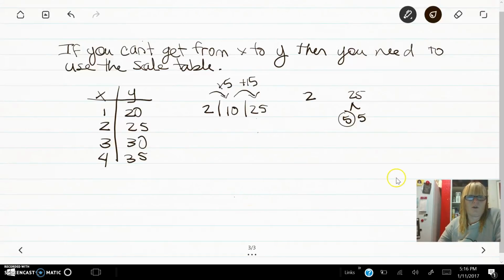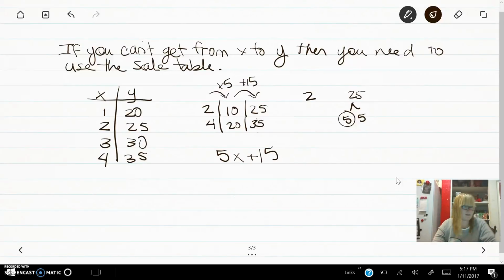So let's see if it works for one of the other ones. Let's go 4. All right, so if I do 4 times 5, which is 20, and then I add 15 to 20, that gives me 35. Okay, so there is my rule. So now I'm going to do 5x, right? Because I multiplied 5 times 2, and then I'm going to add 15. So that makes it way easier on what you guys were working on last night and today.